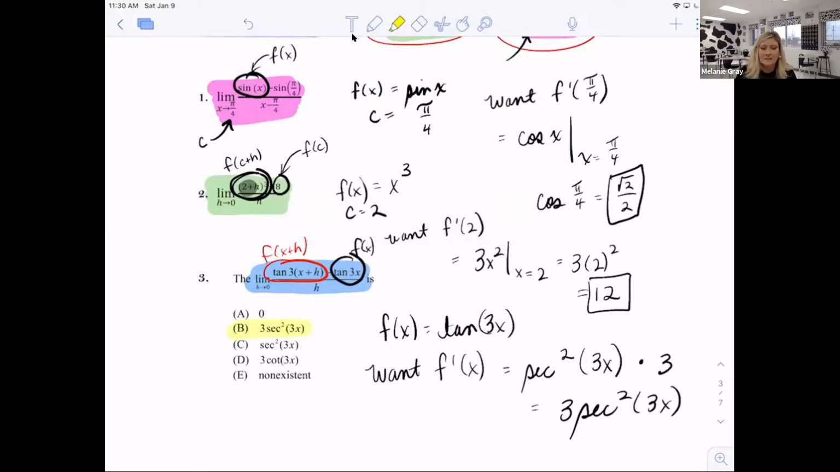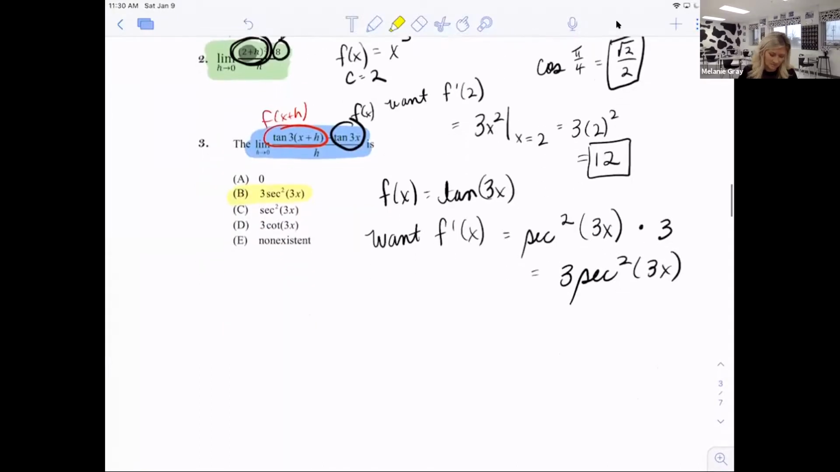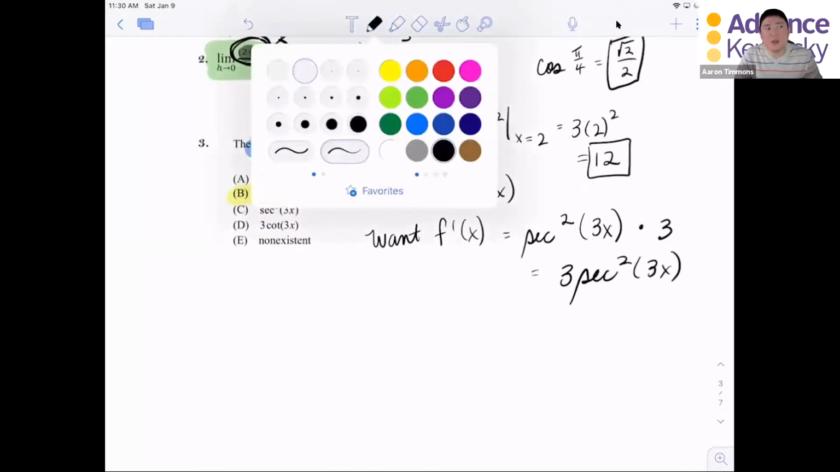Now that we've talked a little bit about recognizing the definition of the derivative, let's look back at that warm-up problem. And can I ask one question real quick?